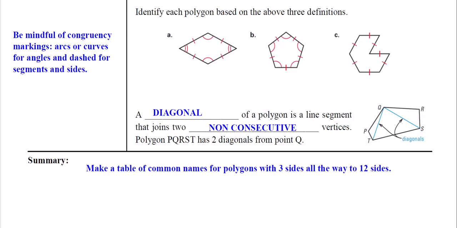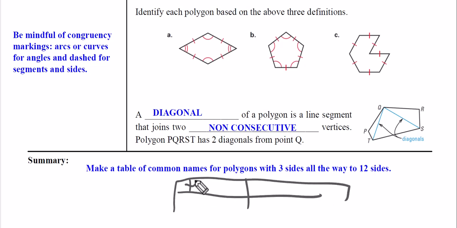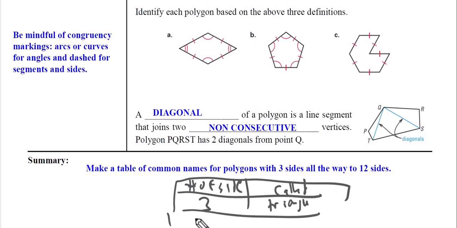For your summary, go look on the internet somewhere or a book, or Wikipedia is great actually for this. Make a table of common names for polygons with 3 sides all the way to 12 sides. So, for example, you're going to want to list the number of sides, and then what it is called. So, if there are 3 sides, it's a triangle. If it's 4 sides, you get the idea. Go all the way to 12.